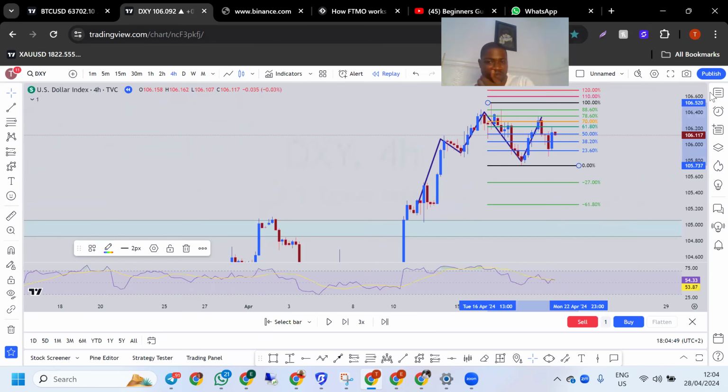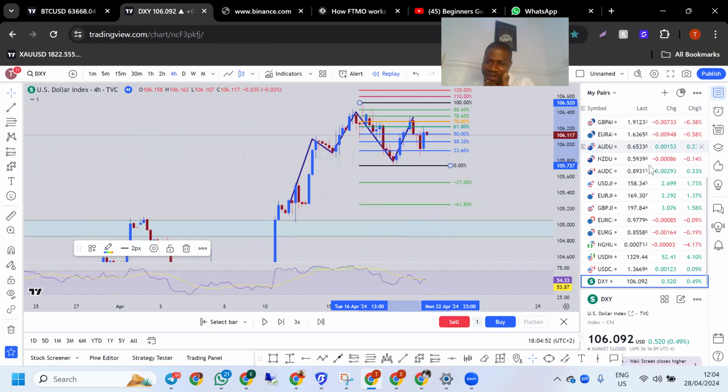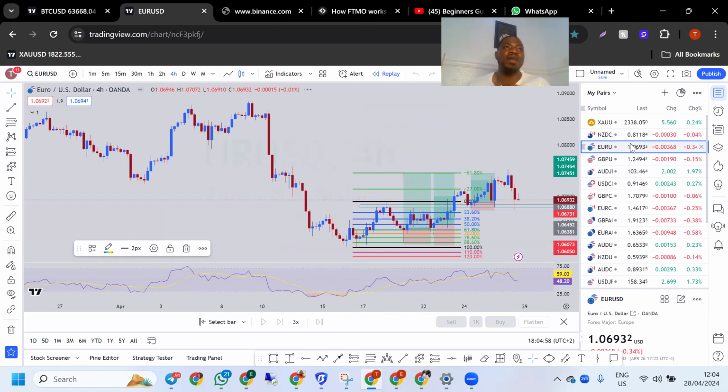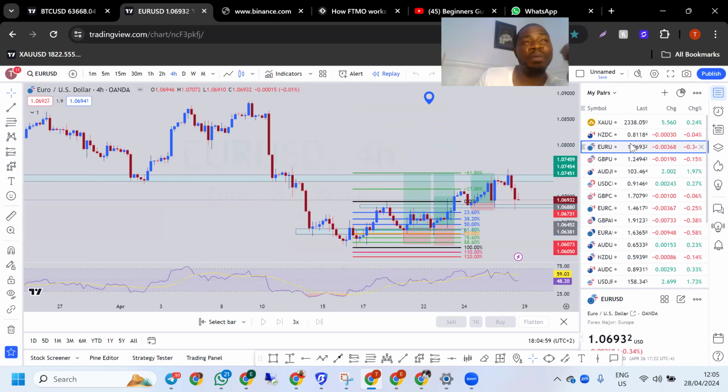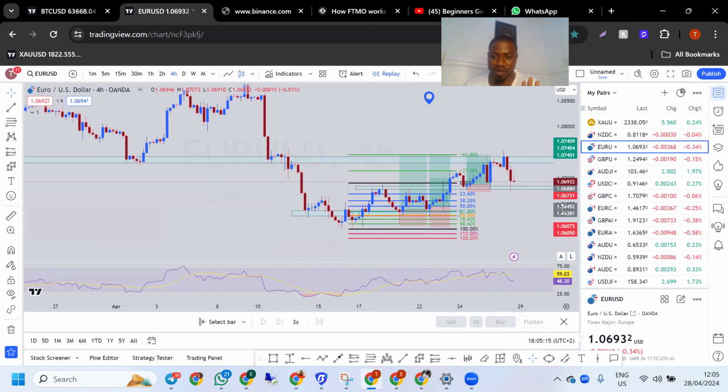This is a very fantastic reversal strategy that is working for me. So we don't do this without doing top-down analysis. You must make sure that you do your top-down analysis before taking any trade. Very, very important.